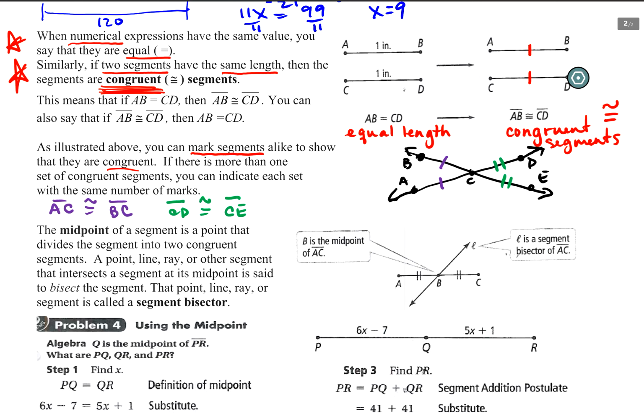Okay, so huge. This whole section here is huge. Congruence and proper notation, very important. All right.